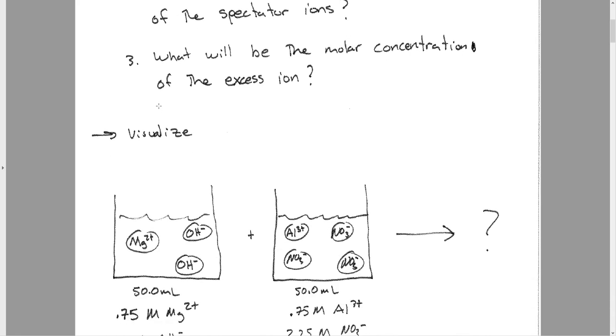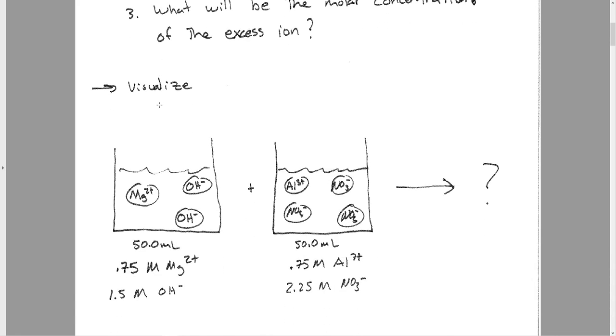Okay, so when we look at this, we're mixing the magnesium hydroxide solution with the aluminum nitrate. So if we visualize the solution, magnesium hydroxide would dissociate like this. This represents one formula unit of it, right? One magnesium ion, but two hydroxide ions, and you draw them separate. That means they're dissolved in water.